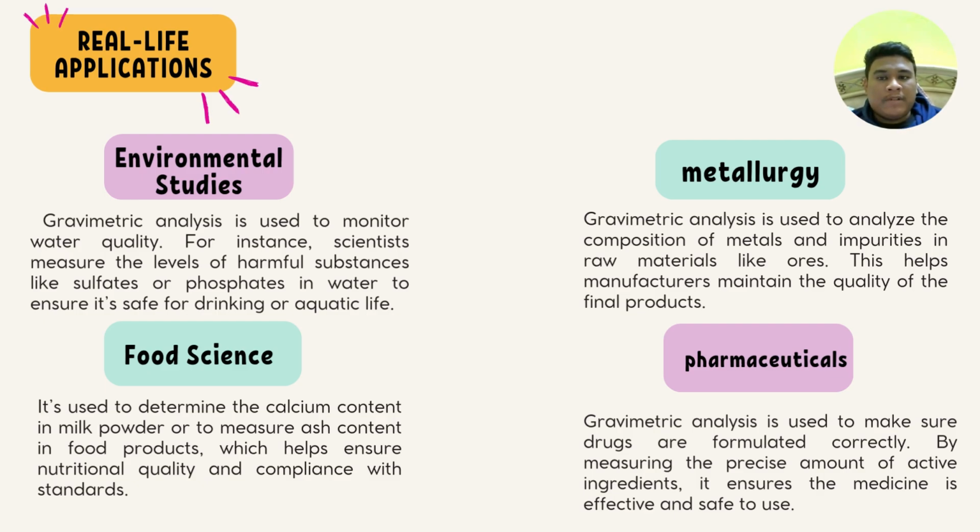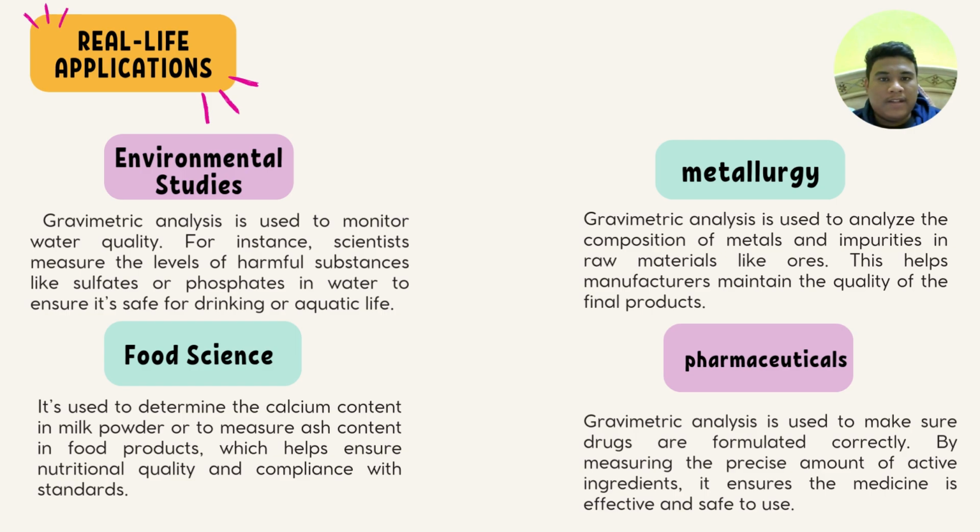Now, gravimetric analysis can be used in these 4 real-life applications: environmental studies, metallurgy, food science, and pharmaceuticals. Let me explain how. For environmental studies, gravimetric analysis is used to monitor water quality. For instance, scientists measure the levels of harmful substances like sulfate or phosphate in water to ensure it's safe for drinking or aquatic life.